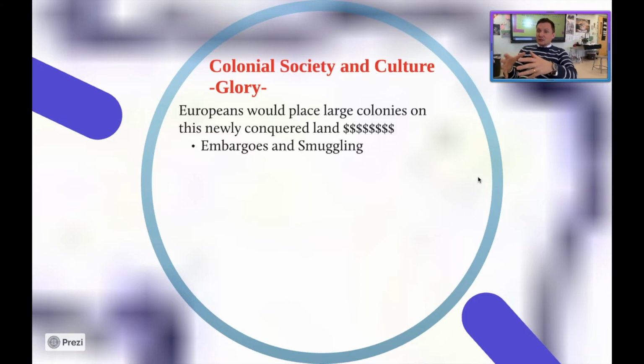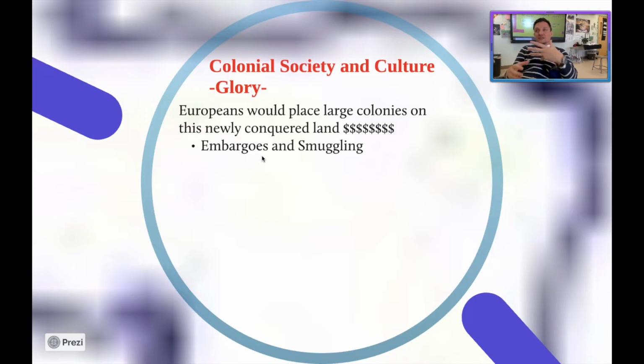Now, an interesting little part about this, though, is that the Spanish also passed laws on those colonists saying that they could only trade with Spain. So this is what's called an embargo, right? Basically what I mean by this word embargo is the Spanish are saying to their colonists, you may only trade or buy items that are coming to and from Spain, okay?